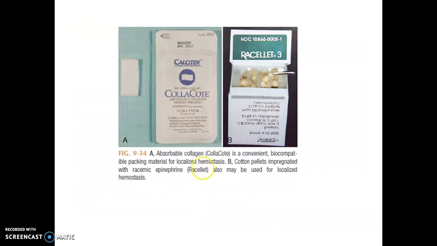Now students, a very good image based question. This is Colacot, an absorbable collagen, a convenient biocompatible packing material for localized hemostasis. You can also use cotton pellets impregnated with racemic epinephrine for localized hemostasis.